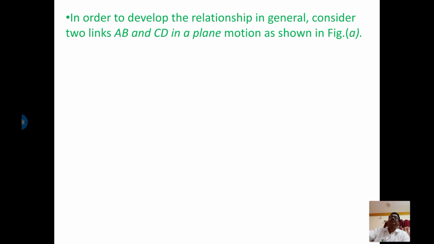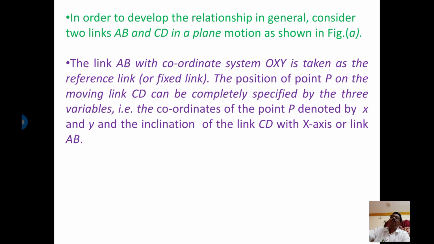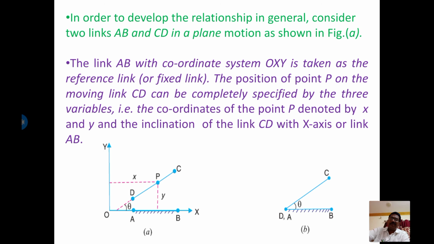Now, in order to develop the relationship in general, consider two links AB and CD in plane motion as shown in the figure. The link AB, with coordinate system OXY, is taken as the reference link or fixed link. The position of point P on the moving link CD can be completely specified by three variables: the coordinates of the point P, denoted by x and y, and the inclination of the link CD with the x-axis of the link AB. So three parameters are required when considered independently.